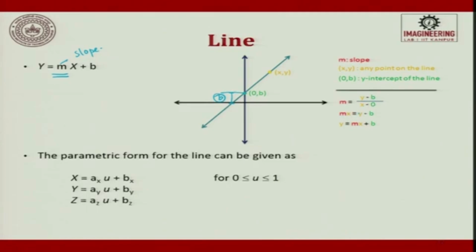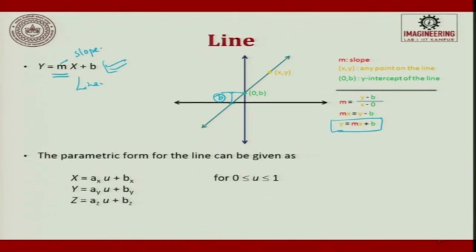If you want to find out the slope, it is nothing but y minus b by x minus o. Slope is the difference, right. So that is y minus b by x minus o. Then I try to multiply, and finally I come to this form. This is how you get this equation y equal to mx plus b for a line.